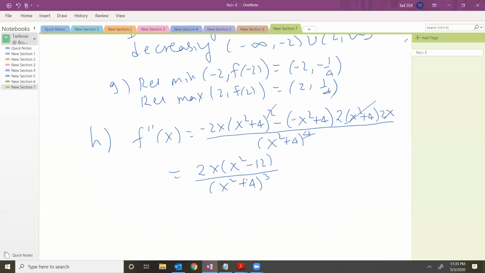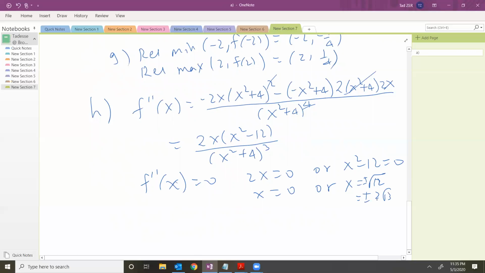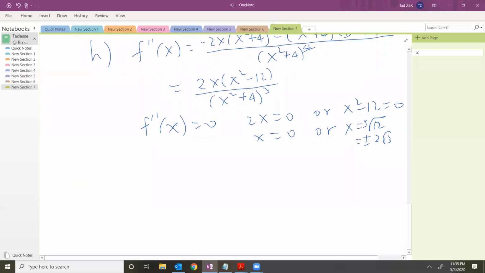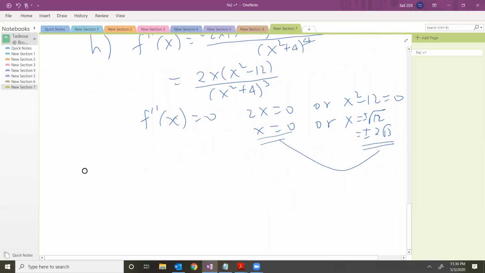Now, I set the second derivative equal to 0 because I have to find the partition numbers. The second derivative is 0 when 2x is 0 or x squared minus 12 is 0. So this means x equals 0 or x equals plus or minus radical 12. 12 means 4 times 3, radical 4 is 2, so it will be 2√3. As you can see, the first derivative exists at these numbers, so these 3 numbers will be inflection points. I'll come back to that.